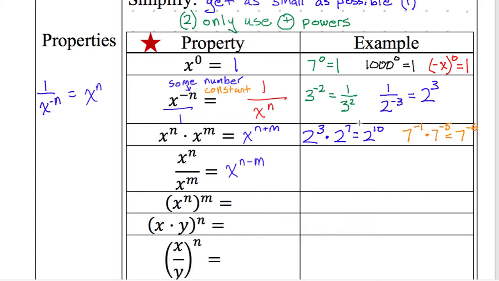So my first example is going to look like this. Again, you have to have the same base. So 2 to the power of 3 divided by 2 to the power of 1 is going to be equal to 2 to the power of 2, because 3 minus 1 is 2. I'll give you another one.